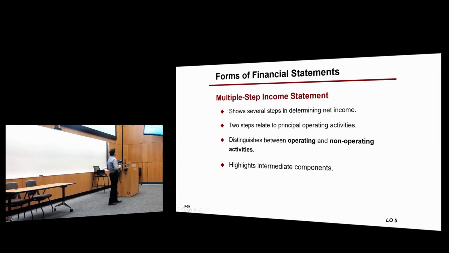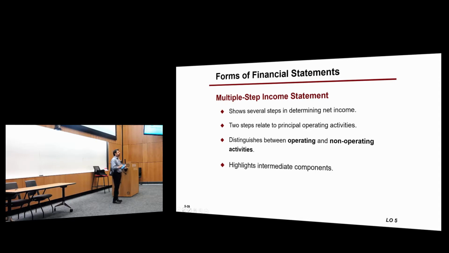So there are different ways of preparing an income statement. You have the multi-step income statement and the single-step income statement. The single-step income statement is much simpler. You have one step: you list all revenues, you list all expenses, and the difference between the two will be net income or net loss. This is very similar to what we did before.